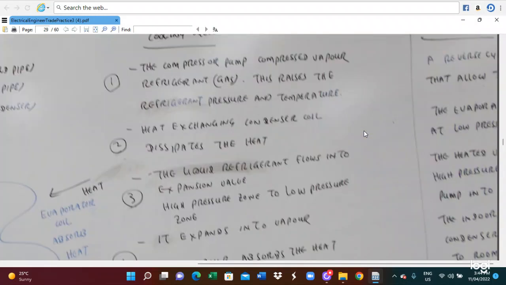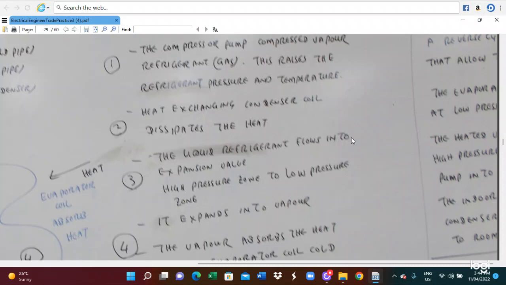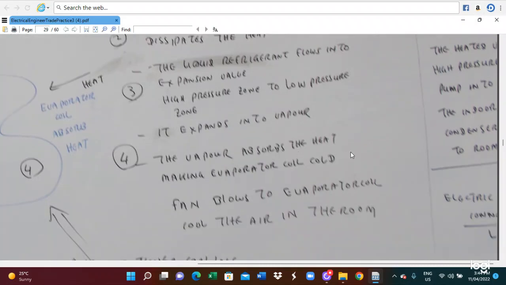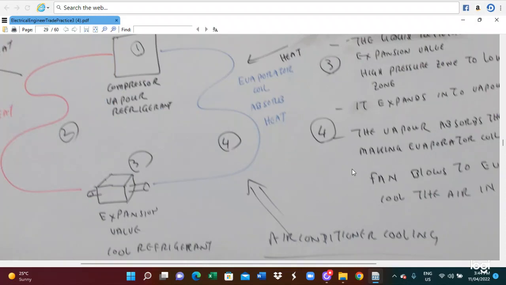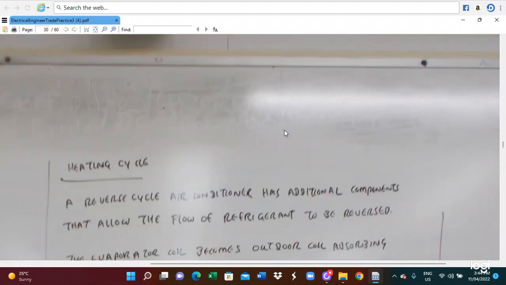In this case, we can also see the cooling cycle. The compressor compresses the vapor refrigerant gas. This raises the refrigerant's pressure and temperature. The heat exchanging condenser coil dissipates the heat, and the liquid refrigerant flows into the expansion valve. From the high pressure zone to the low pressure zone, it expands to the vapor. The vapor absorbs the heat, making the evaporator coil cool. The fan blows over the evaporator coil and cools the air in the room. So this is the air conditioner cooling system, the construction of the reverse cycle air conditioner.